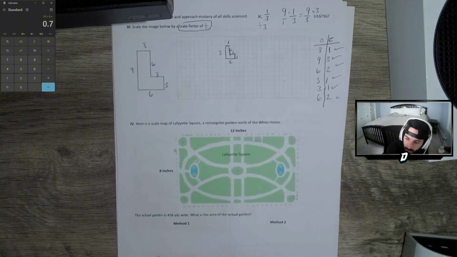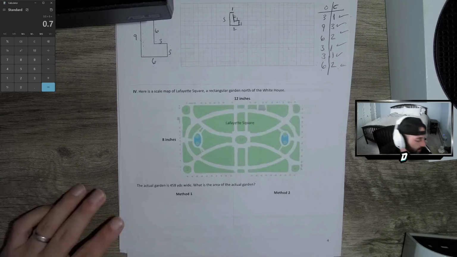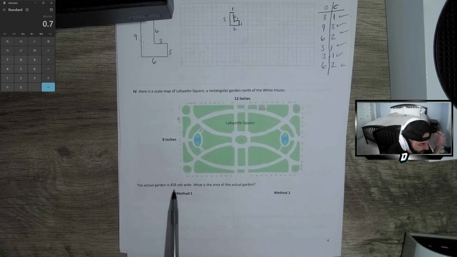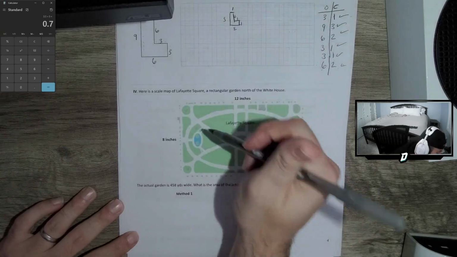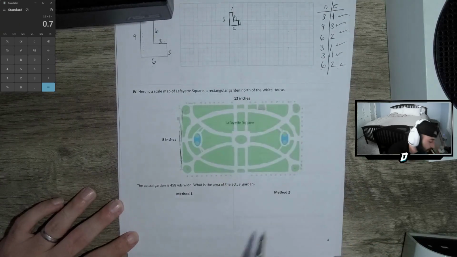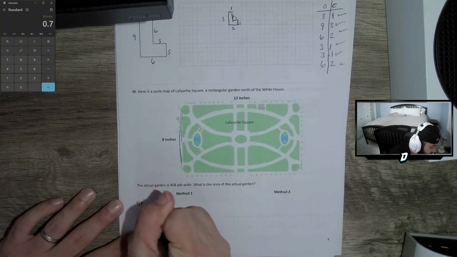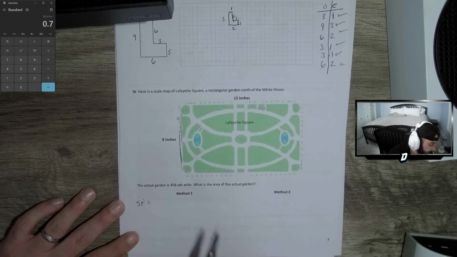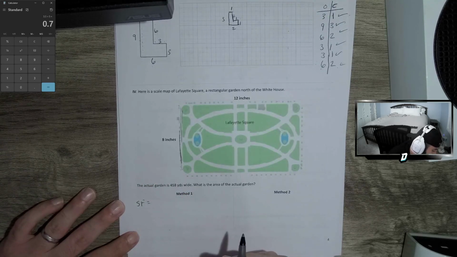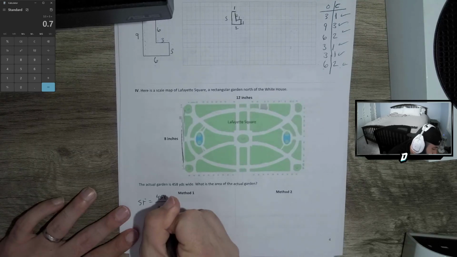And then finally, for question 4, here is a scale map of Lafayette Square, a rectangular garden north of the White House. What we can see here is the actual garden is 458 yards wide, and we know our width would be located here. What is the area of the actual garden? Let's find our scale factor first. If the actual garden is 458 yards wide, that means I have 458 divided by 8.